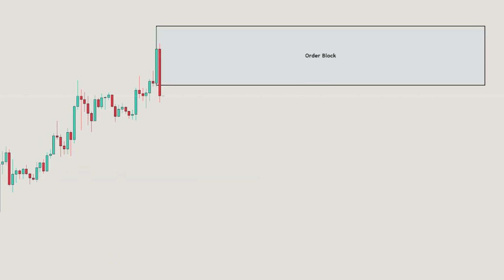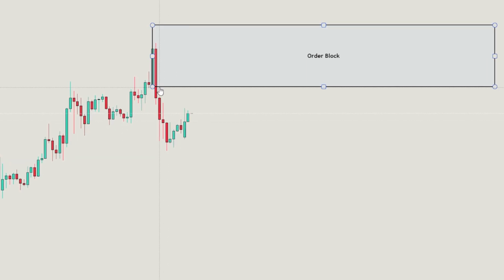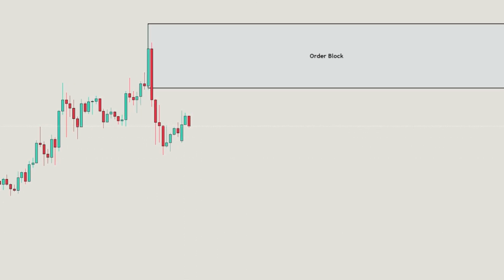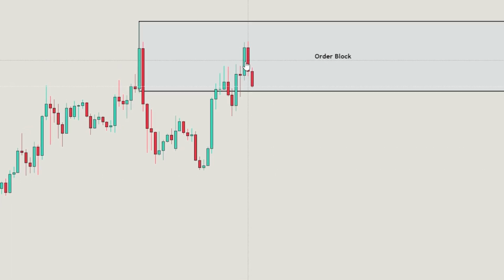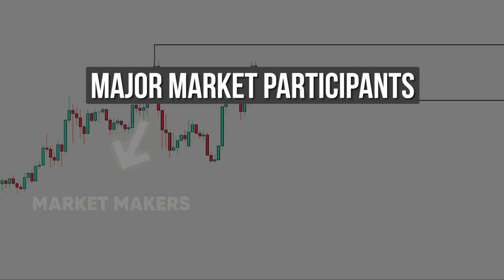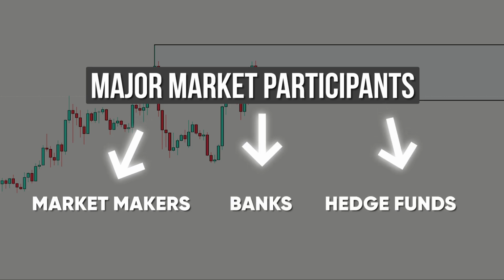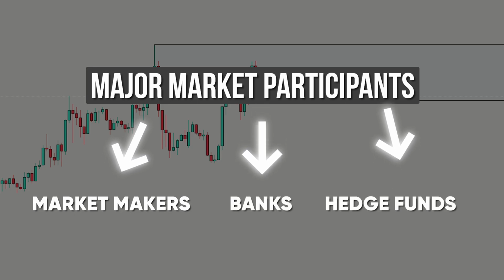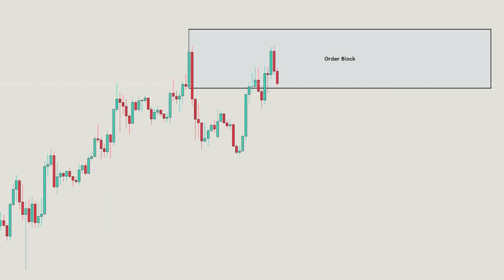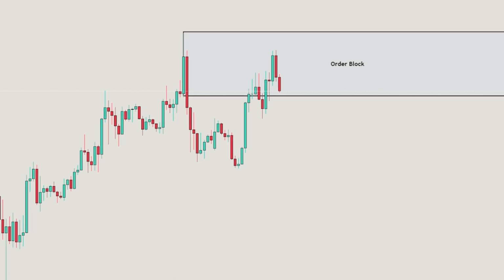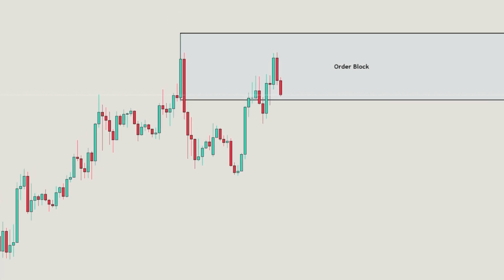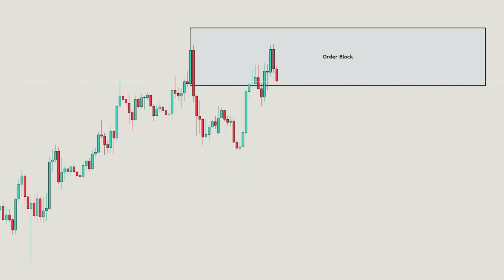You have probably noticed that sometimes the price goes sharply to one side, but after a while it returns to a certain zone and then moves again in the direction of the trend. This does not happen randomly. There are big players in the market: market makers, banks, hedge funds. Unlike retail traders, they cannot just open a trade for the whole volume at once. They need to build up a position gradually and then protect it. Such areas where there was an active accumulation of volume before the impulse are called order blocks.